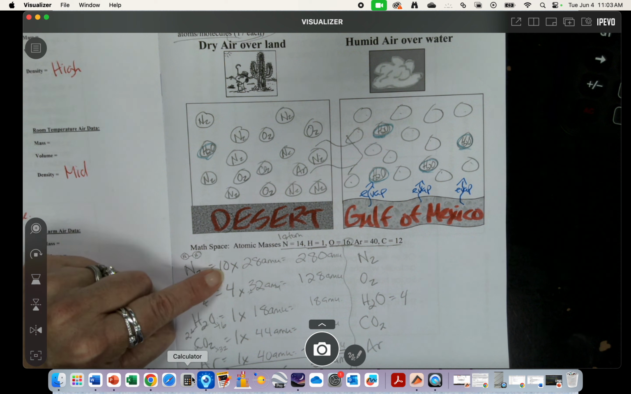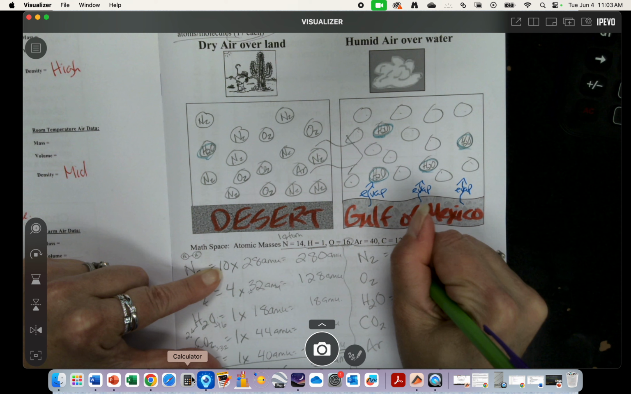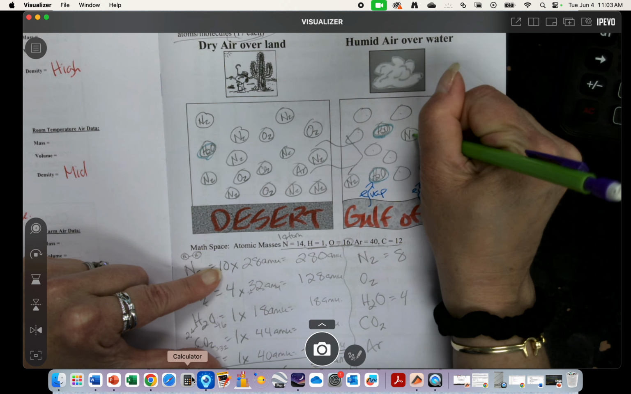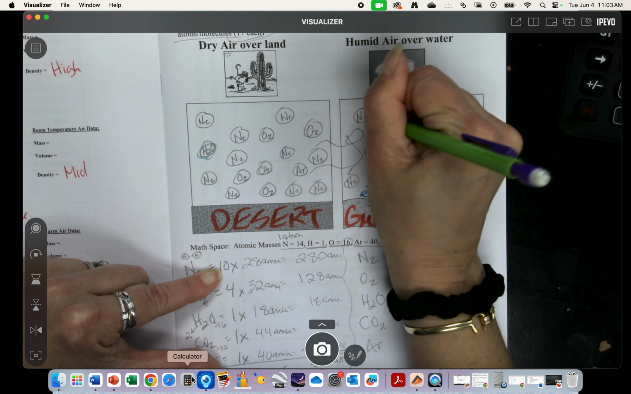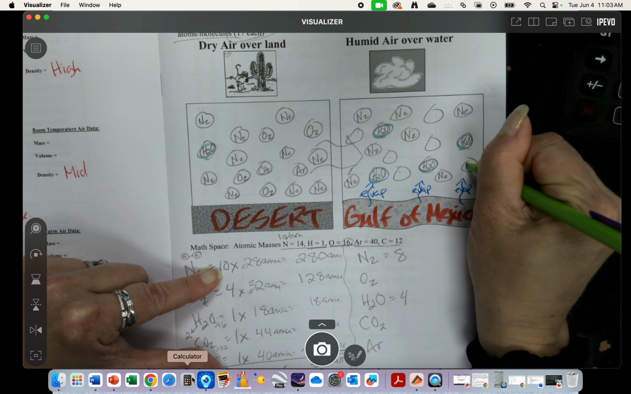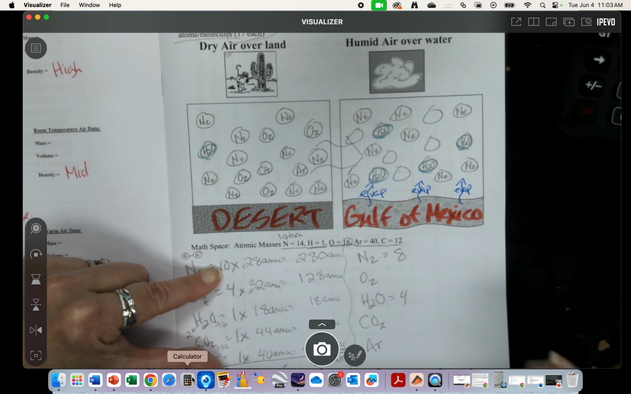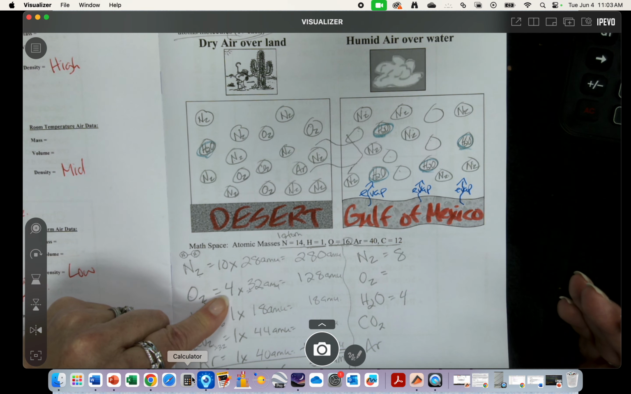Last time we had 10 nitrogens. I say we knock that down. We're going to knock it down to 8. Okay? So now we're going to have 8 nitrogens. So now we're going to draw 8 N2s up here. Okay, so we're gonna have 8. We'll knock the oxygens down to 3.